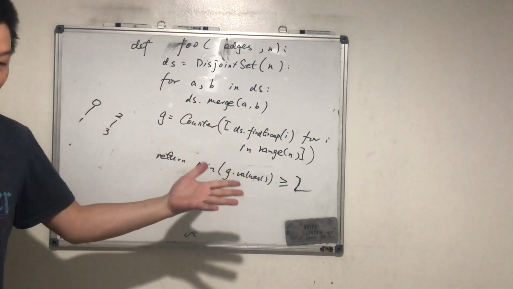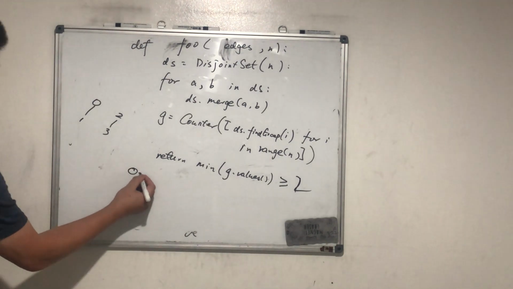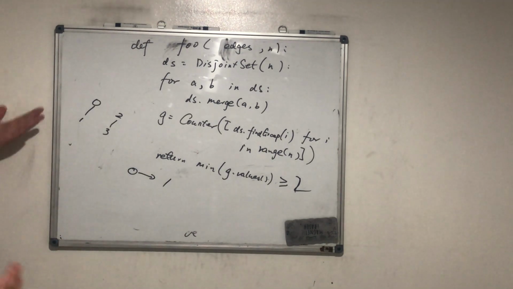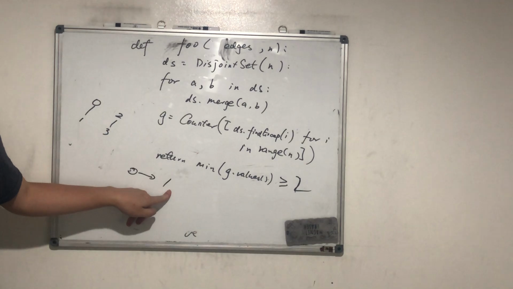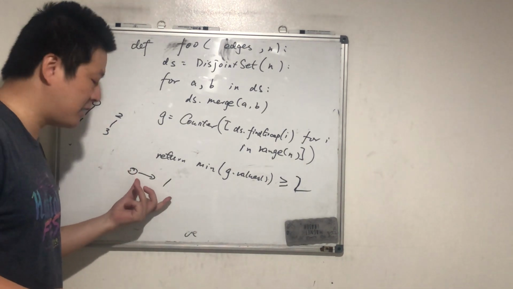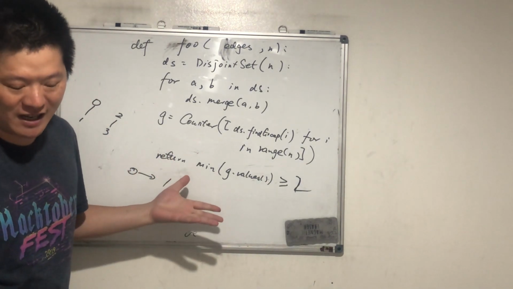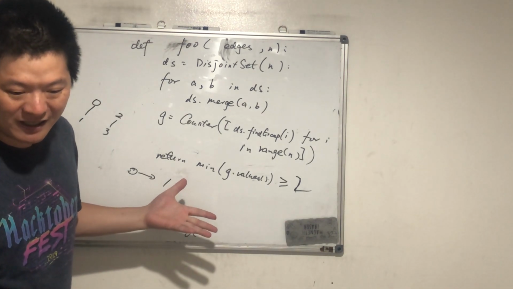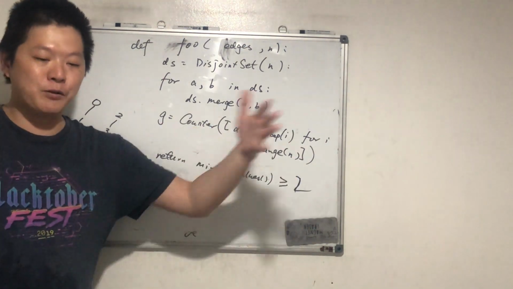But we can do it better, right? Because look, 0 is the friend of 1, and so these two cannot be the answer, right? They cannot be someone who doesn't have any friend. Got it? So we can allocate a Boolean array.